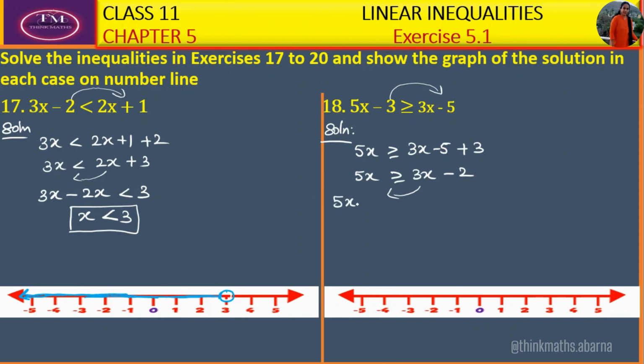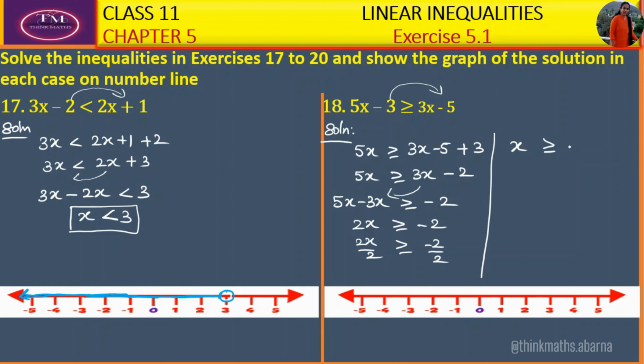So 5x minus 3x greater than or equal to minus 2. What is 5x minus 3x? 2x greater than or equal to minus 2. To avoid this 2, we can divide by 2 on both sides. As we are doing division with a positive number, the inequality will not change. So 2 gets cancelled. So x greater than or equal to minus 2 divided by 2, which is minus 1.